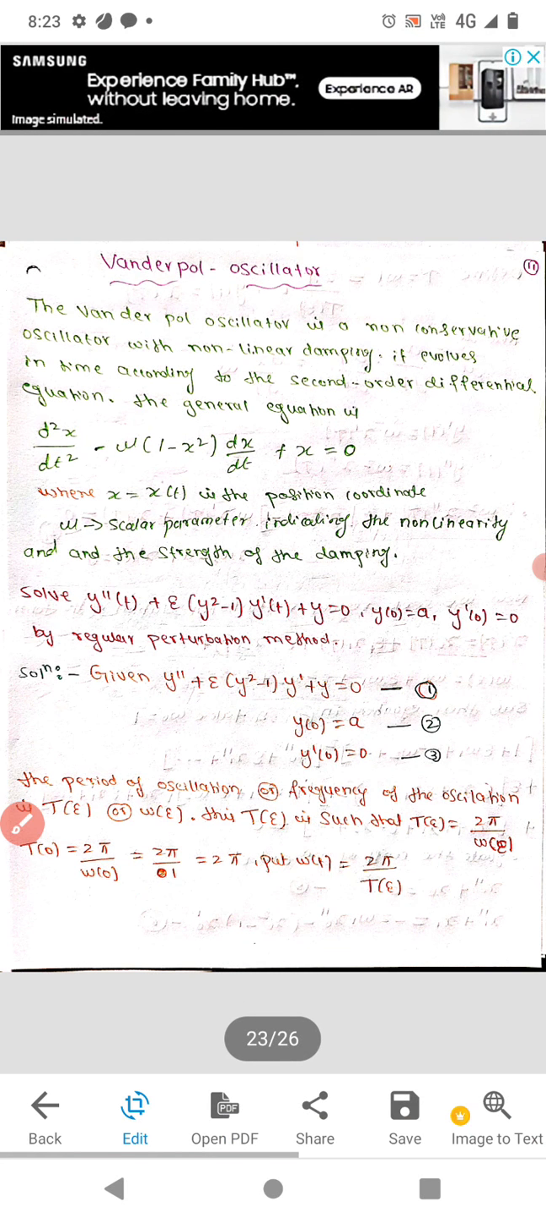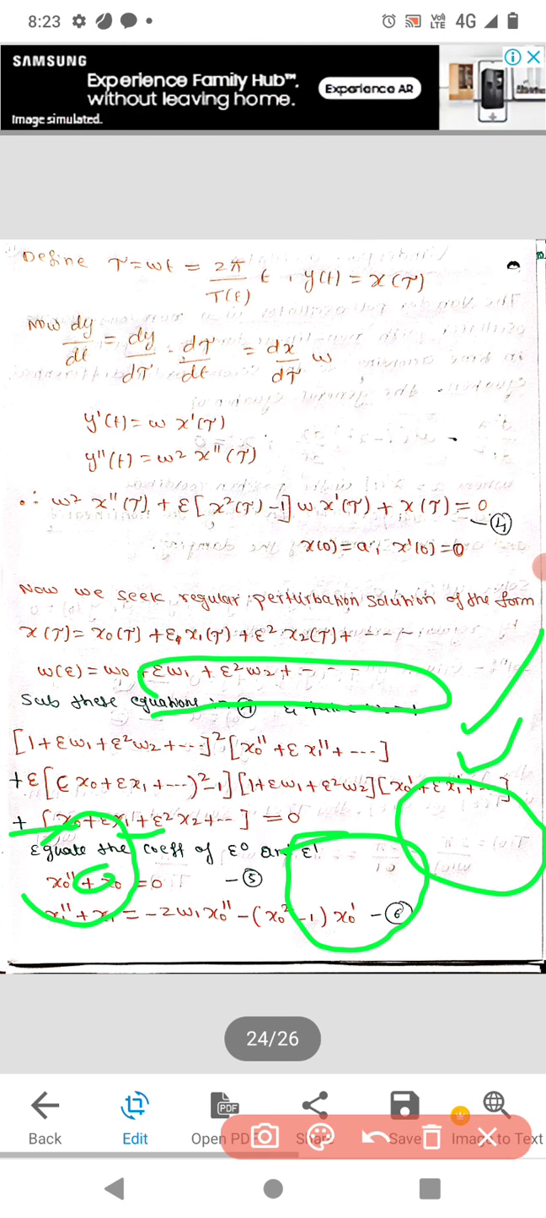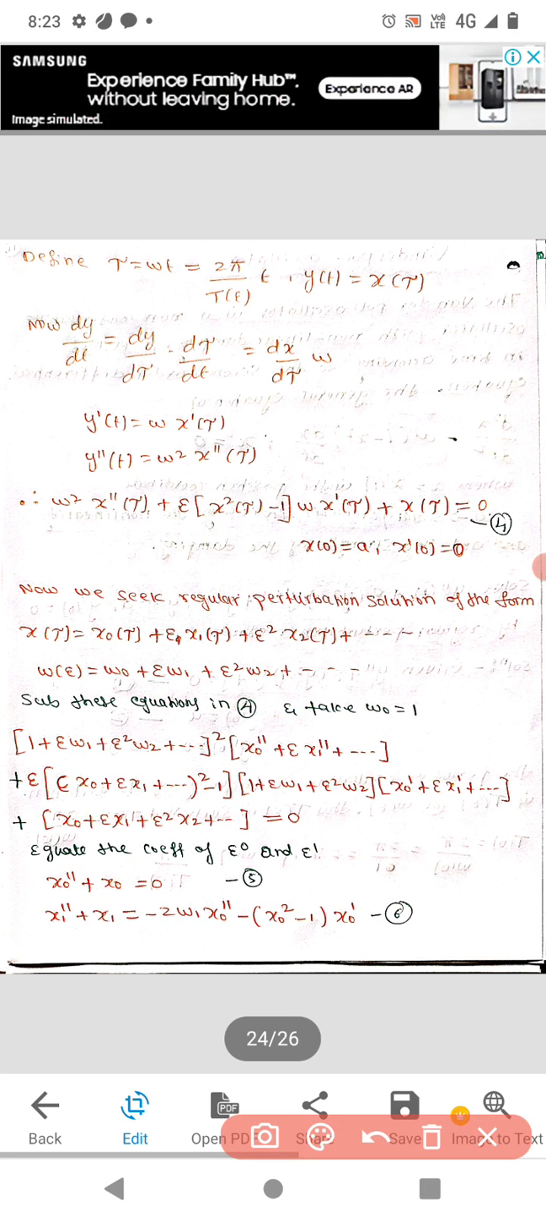Therefore put omega is equal to 2 pi by T of epsilon. Next, we have to transform equation 1 using tau is equal to omega t. You can take tau or t, whatever it is. If you are taking tau till the end, you can take tau; if you are taking capital T, then till the end you should take capital T. So tau is equal to omega t, which is 2 pi by T of epsilon into t. Y of t is equal to x of tau.